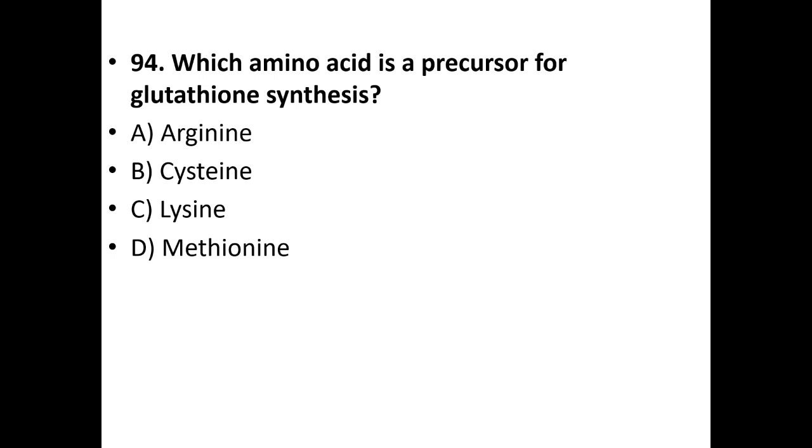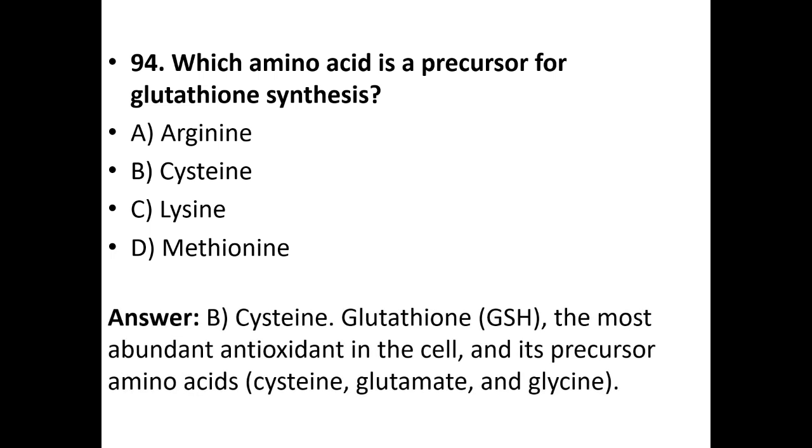94. Which amino acid is a precursor for glutathione synthesis? Arginine, cysteine, lysine, methionine. Which is the answer? Your answer is B. Cysteine. Glutathione, the most abundant antioxidant in the cell, and its precursor amino acids: cysteine, glutamate, and glycine.